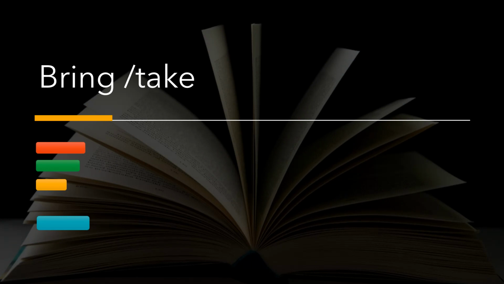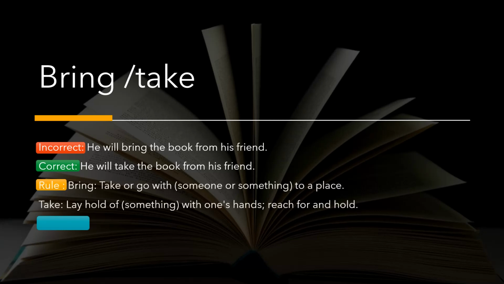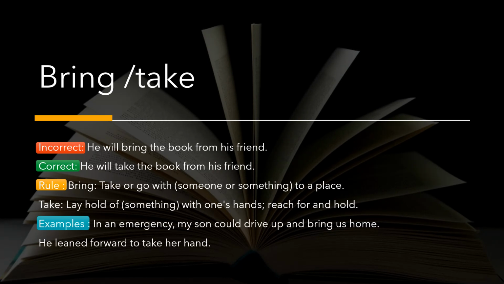Bring and take. He will bring the book from his friend. He will take the book from his friend. That's, again, the correct sentence. So the rule is, bring is to take or go with someone or something to a place. Take is to lay hold of something with one's hand, reach for and hold. Example: in an emergency, my son could give up and bring us home. He leaned forward to take her hand.